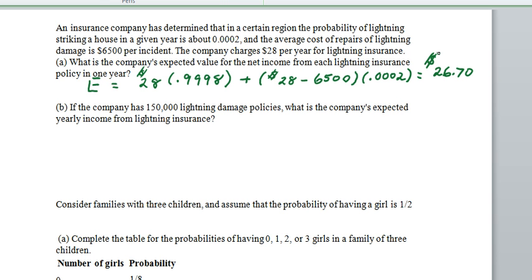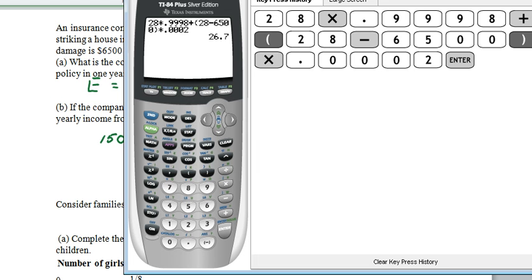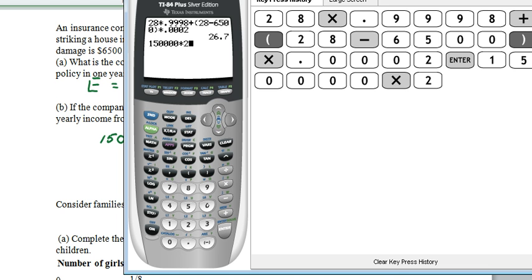If the company has 150,000 policies, what is the company's expected yearly income from the lightning insurance? So we would simply multiply our expected value for one by 150,000 policy owners times $26.70. So 150,000 times $26.70. So $4,500,000.